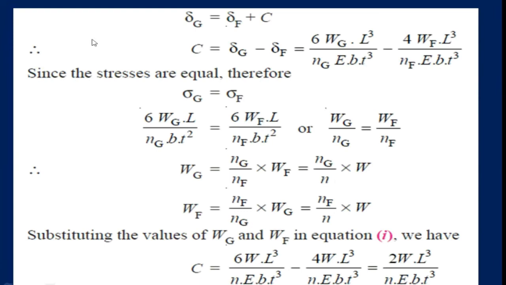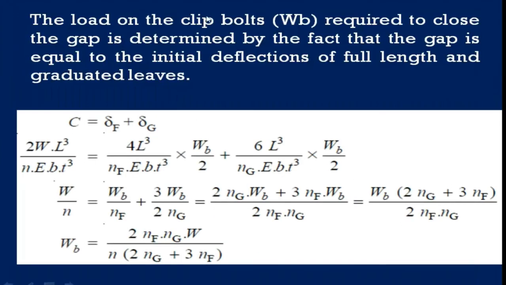Now, substitute the values of the load shared by graduated leaves and the load shared by full length leaves in this equation. C is equal to, you can replace WG and WF in terms of the total load W. So finally, you can write the equation for C as 2WL cube divided by N into E into B into T cube.